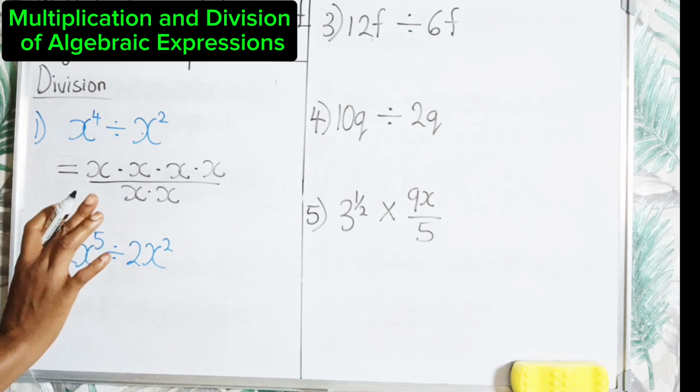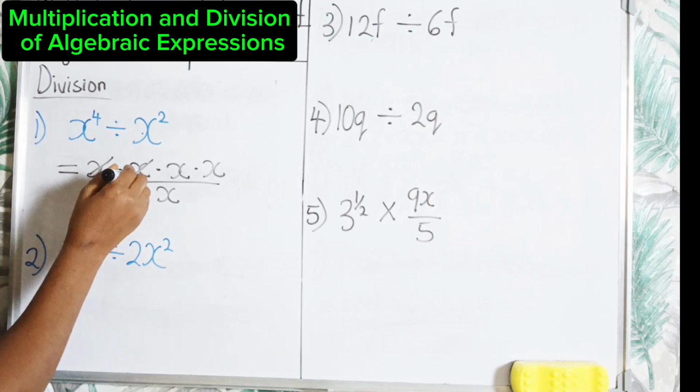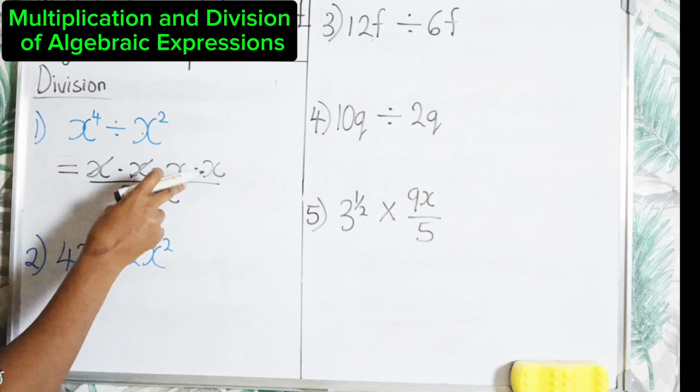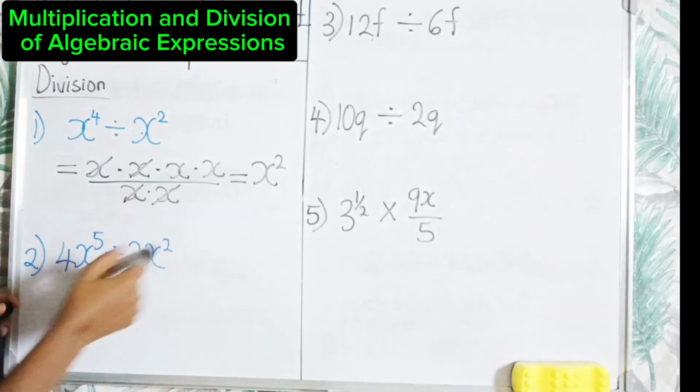So now we can cancel out. Okay, so here this x will cancel this one and this will cancel this. So we are left with x times x, which is equal to x squared.